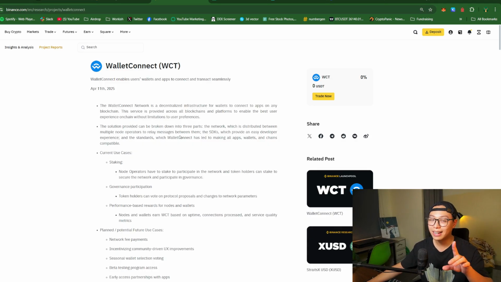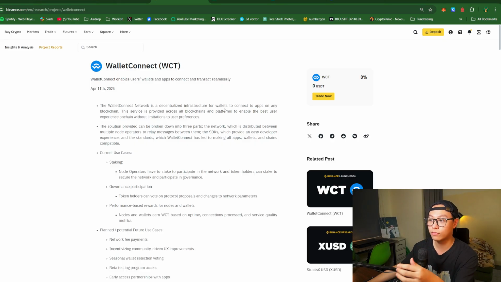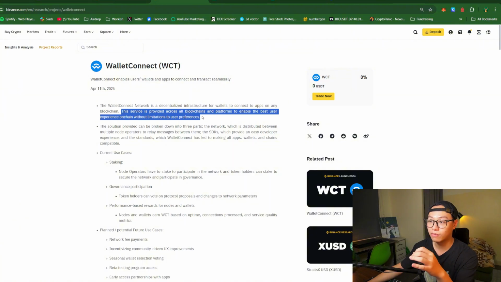WalletConnect is not a wallet itself. It is a network, all right? A decentralized infrastructure for wallets to connect to apps on any blockchain. This service is provided across all blockchains and platforms to enable the best user experience on-chain without limitations to user preferences. So there we go, ladies and gentlemen. I think that answers your question.